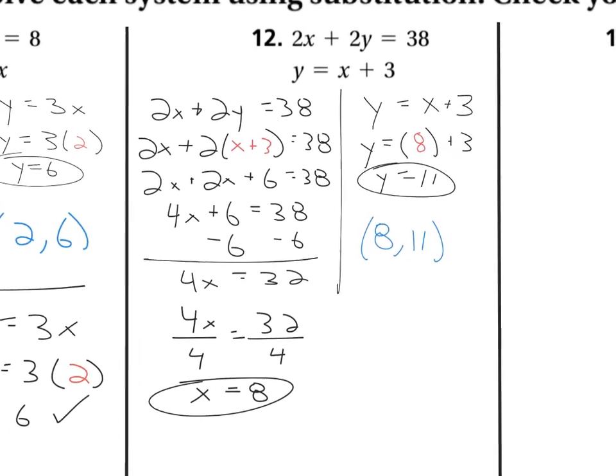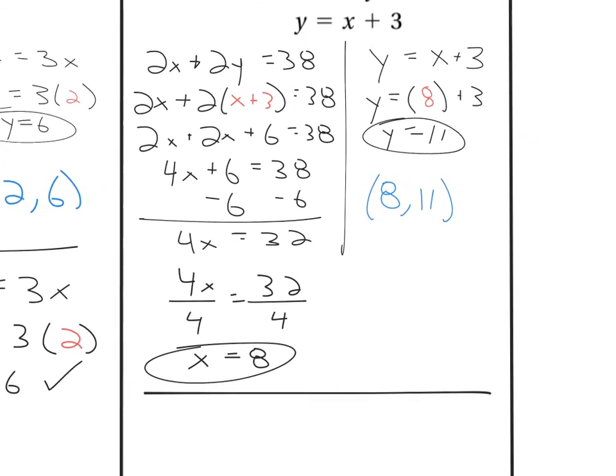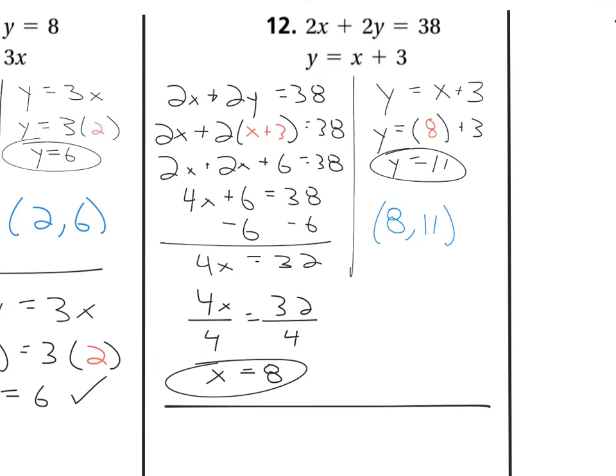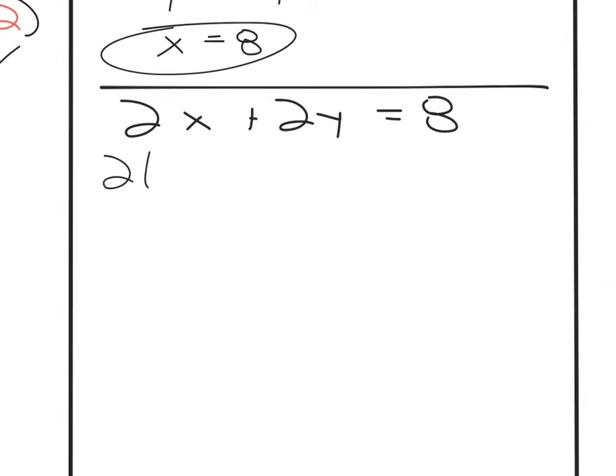And let me just zoom out for a minute so you can see what the math was there. But we're not done, because what we need to do is draw an equals line, and we need to actually check both equations to see if they're true. So I'm going to write 2x plus 2y equals 8. And we're going to plug in 8 for x, 11 for y. 2 parentheses 8 for x plus 2 parentheses 11 for y.